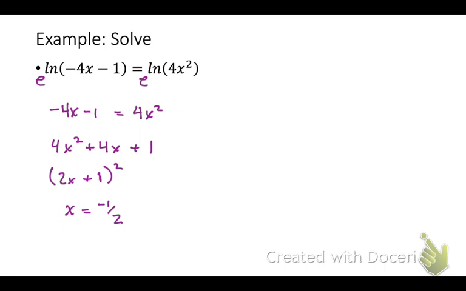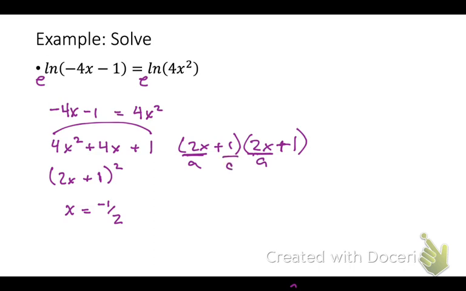Alex, did you mess up somewhere? How'd you get 2x plus 1? Because factors of 4 that add to 4: 2 and 2. So it'd be 2x plus 1 and 2x plus 1. I put x plus 2, x plus 2. Okay, but remember, this is the factors of A, and this is the factors of C.